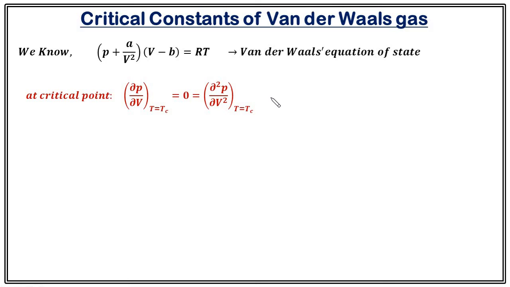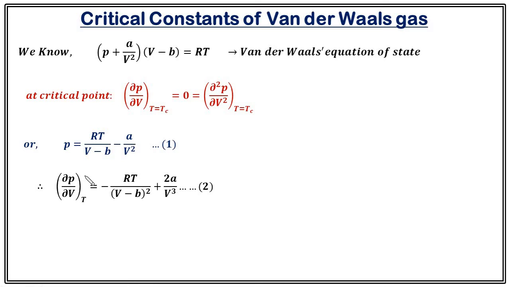So what can we do to find out the critical constants? First we will rearrange the terms so that we can separate out the P from here. From here we can write P = RT/(V − b) − a/V². Let's say this is equation 1. Now just differentiate equation 1 with respect to V, and we will have ∂P/∂V = −RT/(V − b)² + 2a/V³. And this derivative is with respect to V keeping temperature constant. So let's call this equation 2.